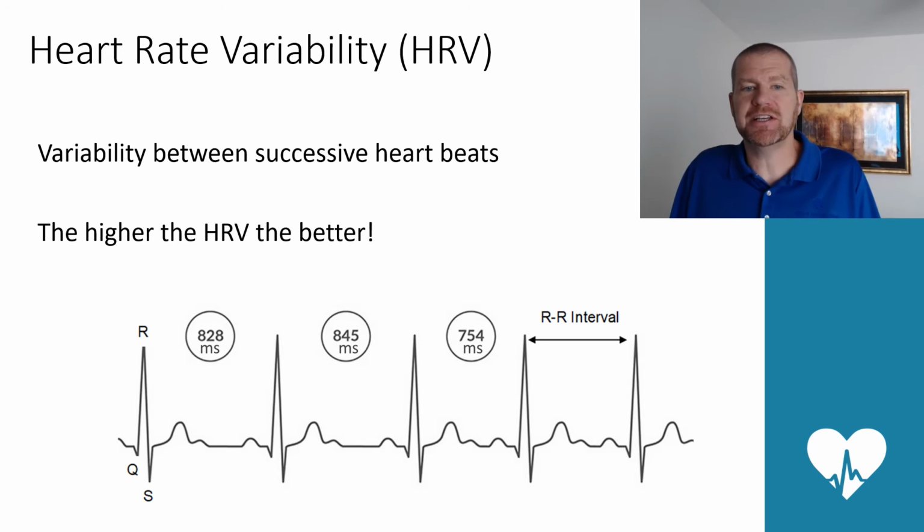Heart rate variability is measured by the differences in time between R wave peaks, or the RR interval. Measured in milliseconds, tracking the difference of RR intervals over a period of time gives you a measure of heart rate variability. As shown by the numbers in the circles, there are small variations between RR intervals.